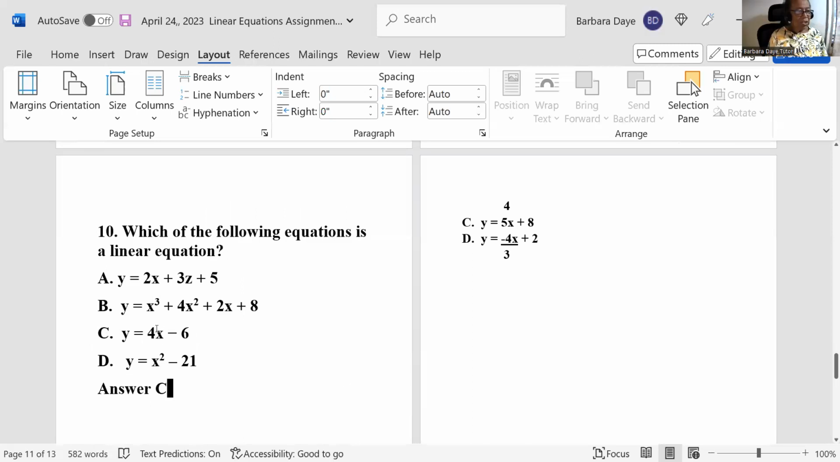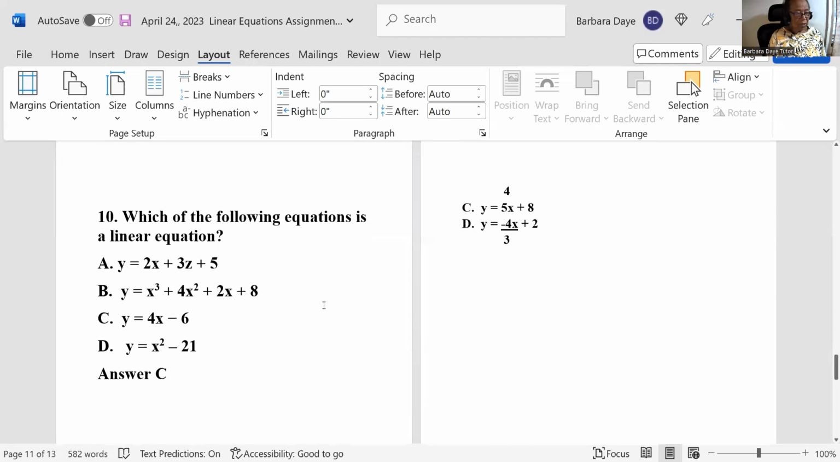Well, this is y equals mx plus b, right? 4 is the slope, minus 6 is the y-intercept. And B and C, as I said, have powers greater than 1. This has a 3, this has a 2, so you eliminate that. A you'd eliminate because linear equations don't have more than 2 variables, and here you have X, Y, Z, too many variables.